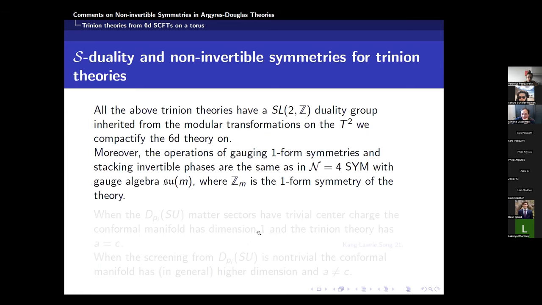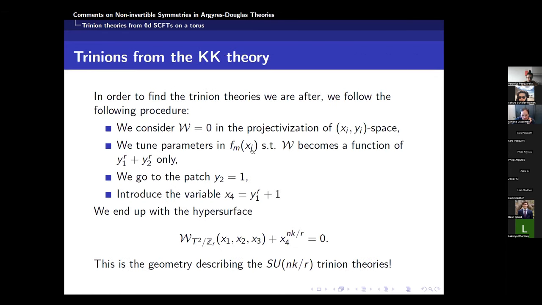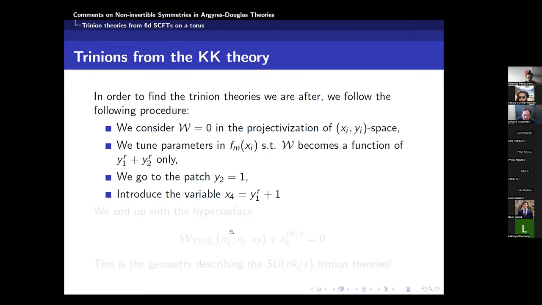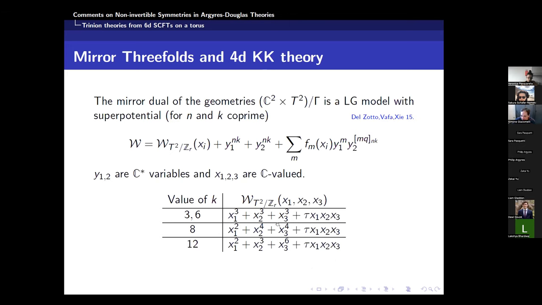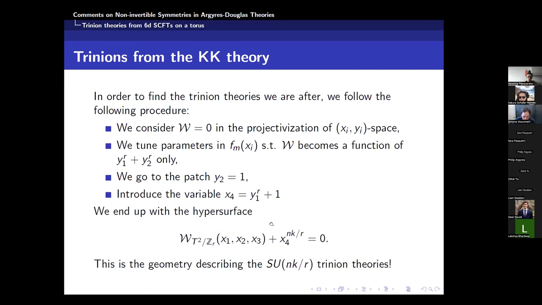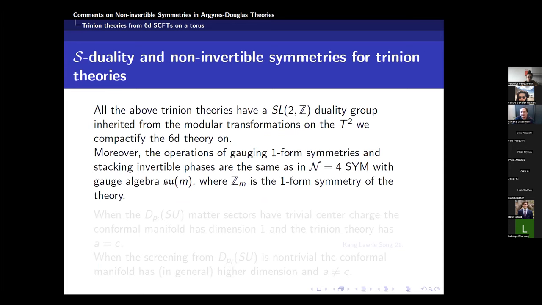Okay, now, since this tuning of parameters never involved touching this part coming from the T2 orbifold, the parameter tau inherited from the complex structure of the torus is still there. We have never touched it. This will be identified with the marginal coupling of our trinium theory, and therefore the SL(2,Z) duality of the theory will just be inherited from the modular transformation on the torus.